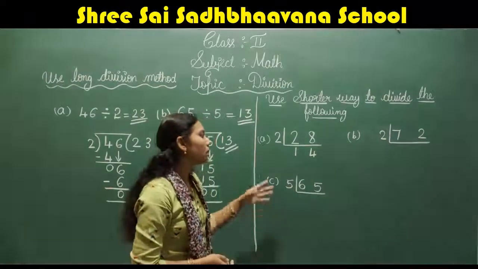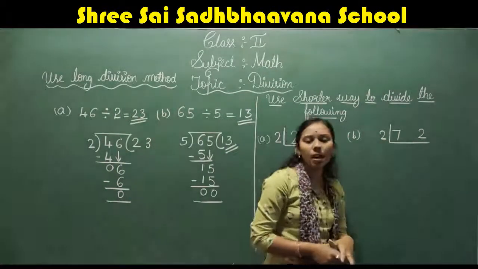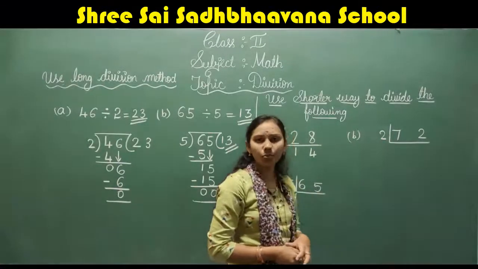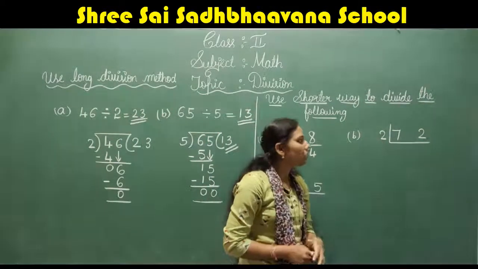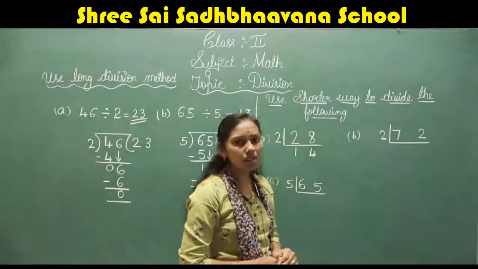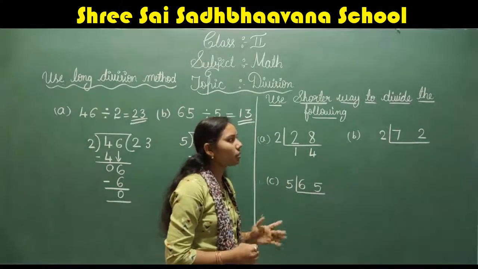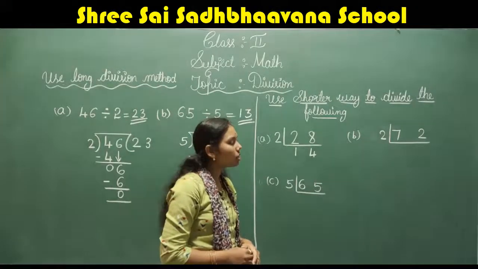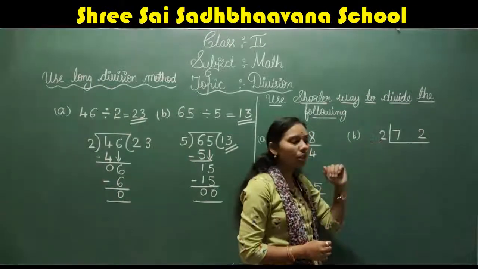Got it? Let us see one more sum. 72 divided by 2. Okay, what is the number you can see in the tens place here? 7, number 7. Okay, 7 tens, 2 ones is there. So 7 tens we can see. So first we are going to divide the 7 by 2.